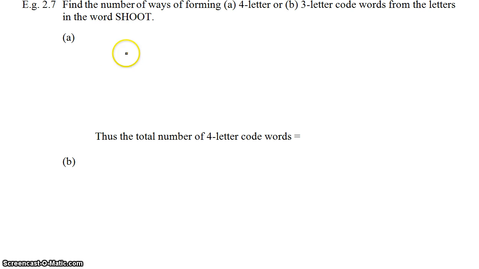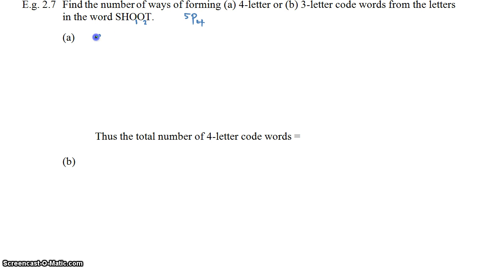We'd just take 5 permute 4. So let's say I had shoot, but I had O1 and O2, so I could tell the difference between the two O's. Then the total number of ways of forming a 4-letter code word would just be 5 permute 4. So arrange four of the 5 letters to form a word. The problem is that I can't actually tell the difference between the two O's. So how do I do this instead?